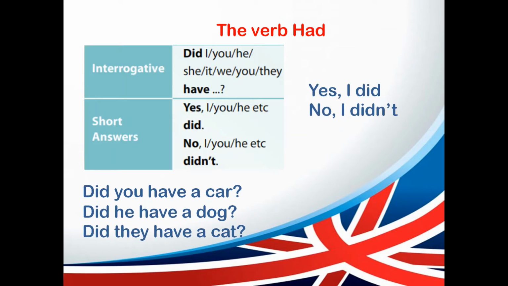We form questions with did plus subject plus have. Did you have a car? Did he have a dog? Did they have a cat? To make a short answer, we start with yes or no. Yes, I did. No, I didn't.